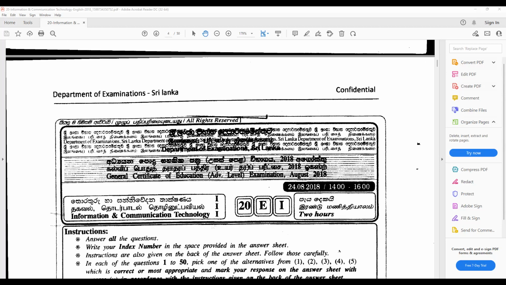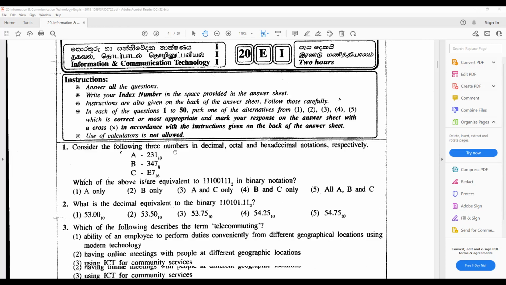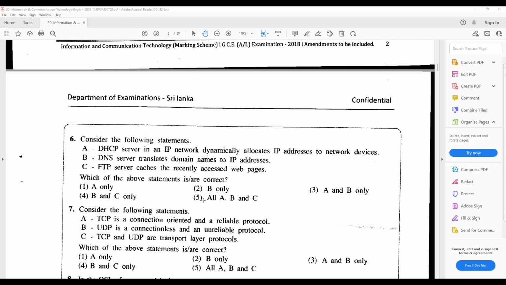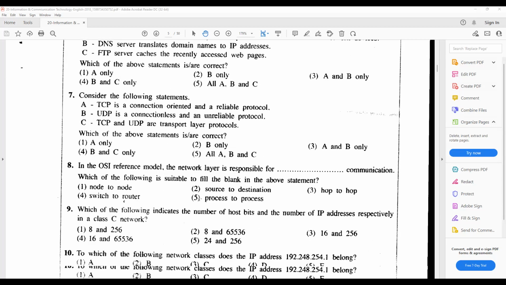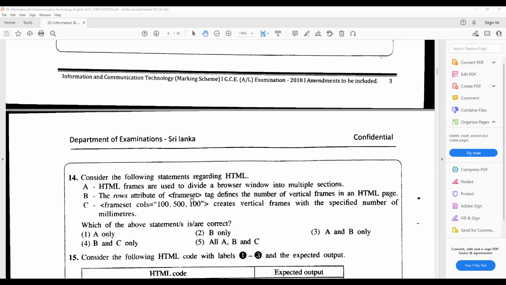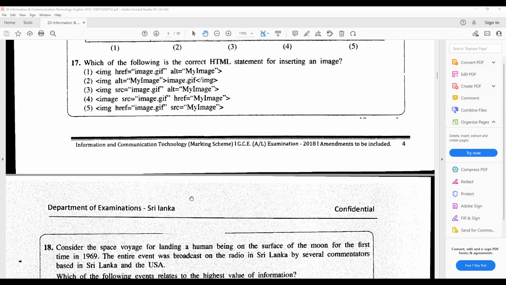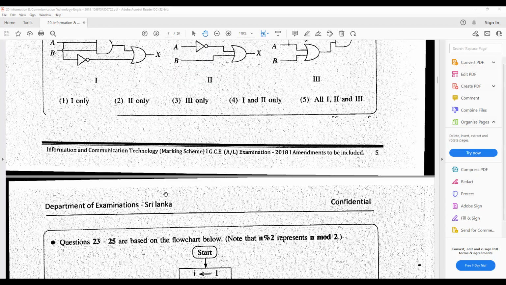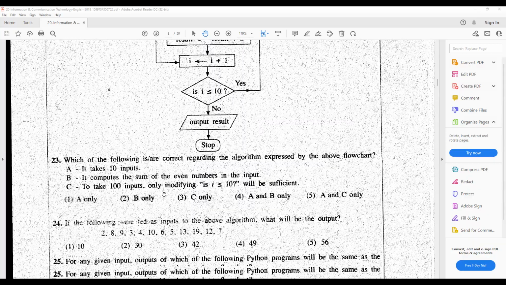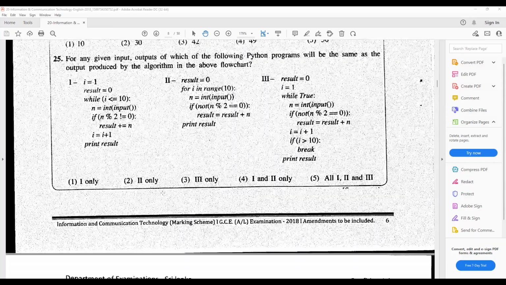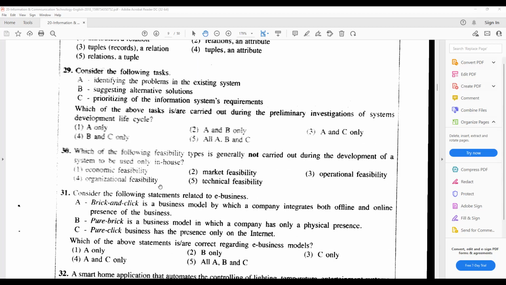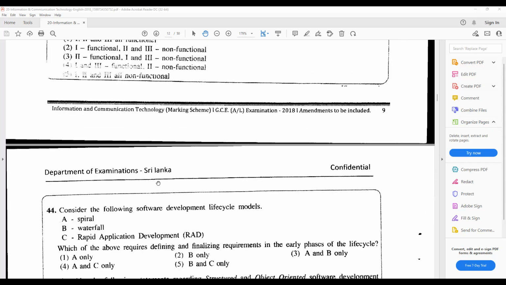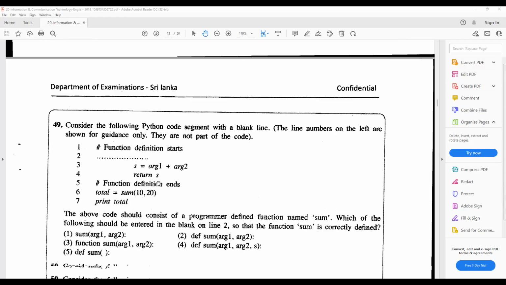Right now, this is the 2018 paper. So you can see MCQs are like this. There are 5 options, not like in O levels. In O levels, we have 4 options. Here we have 5 options. The questions are similar to this one, right? Some are very theoretical, some with diagrams, some with flow charts, some with codes, right? So that's the structure of the paper. There'll be 50 questions for paper one, right?